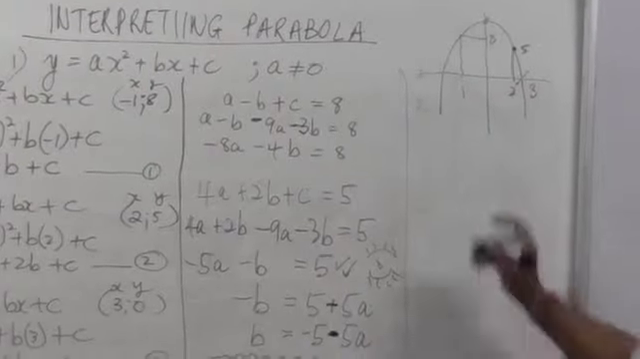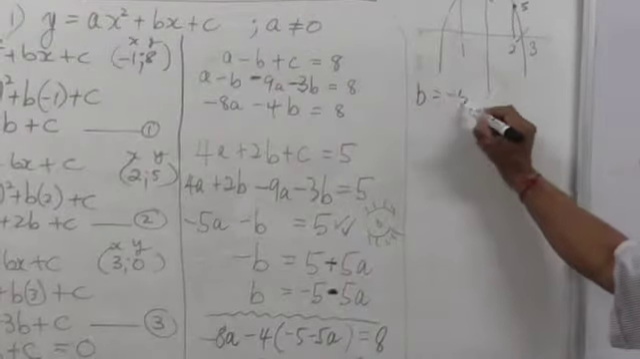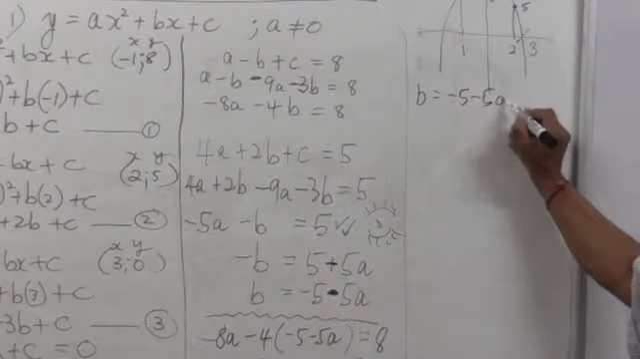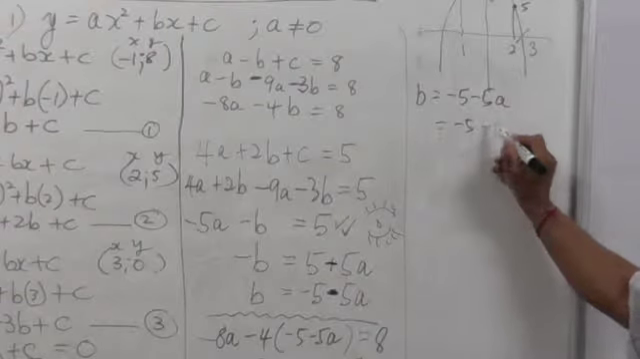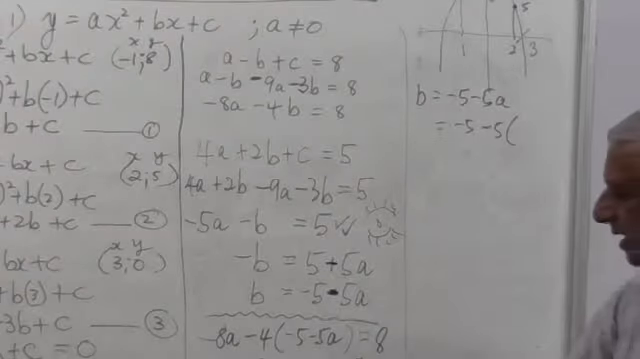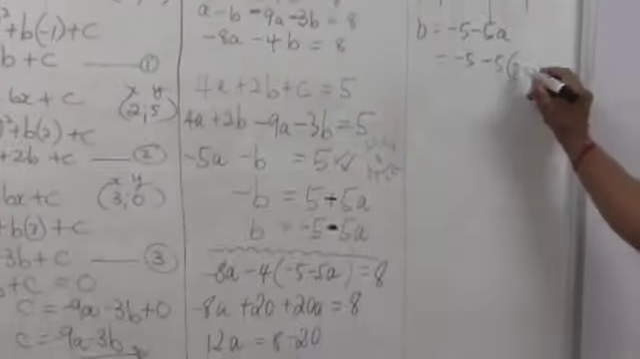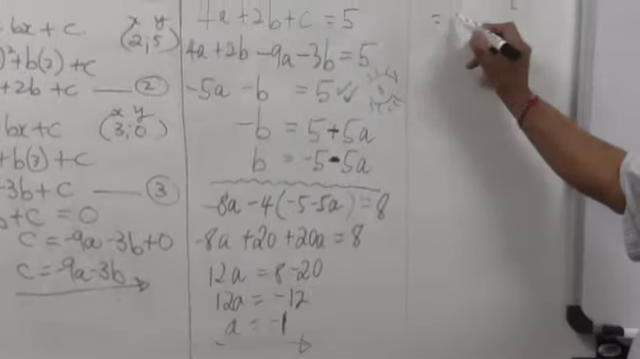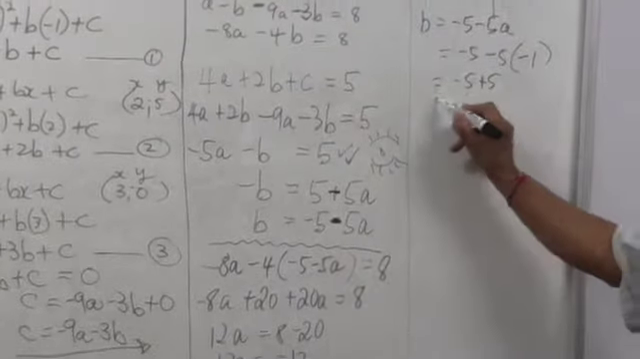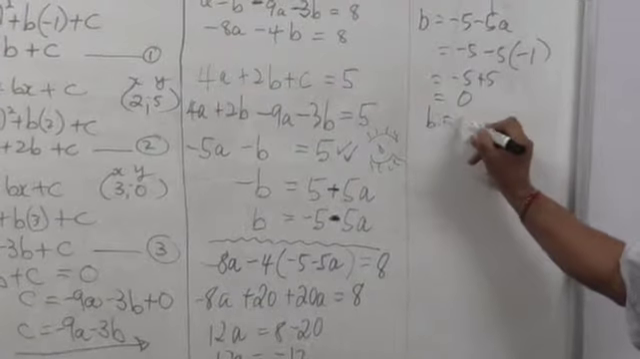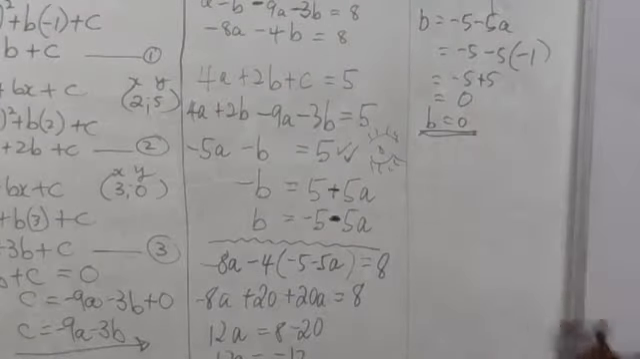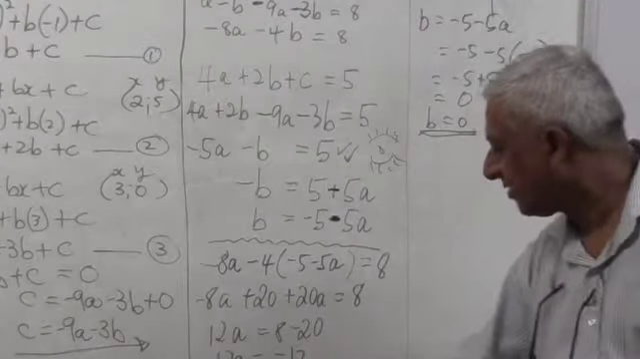B is minus 5 minus 5A. So it's minus 5 minus 5 into A. A is minus 1, which will give you minus 5 plus 5, it will give you 0. So B is 0. So that's your final value. B is 0.